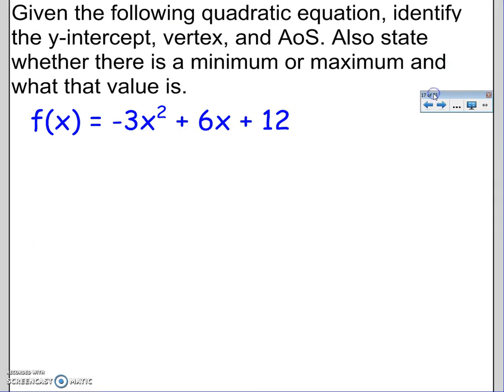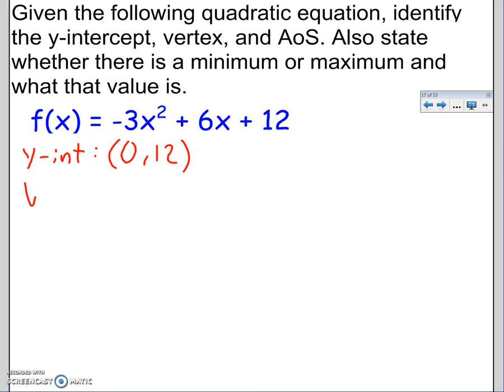All right, now we have to talk about a quadratic equation: find the y-intercept, vertex, axis of symmetry, say whether there's a maximum or minimum, and the value. So remember, standard form, which it is, the y-intercept requires zero work. It's always c. So it's (0, 12).